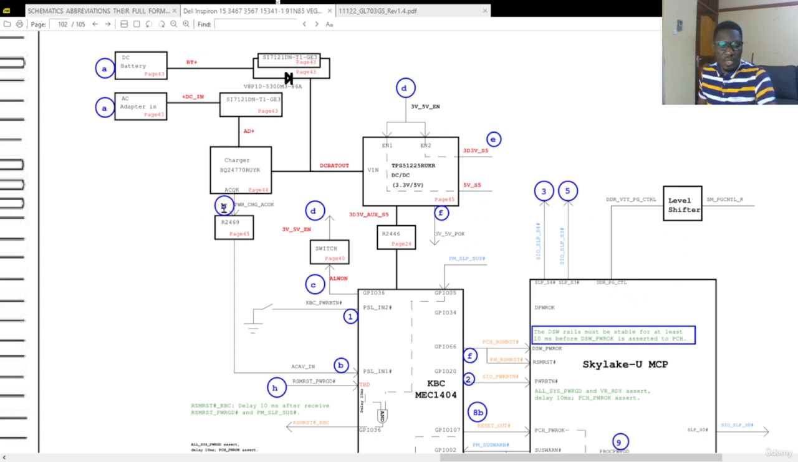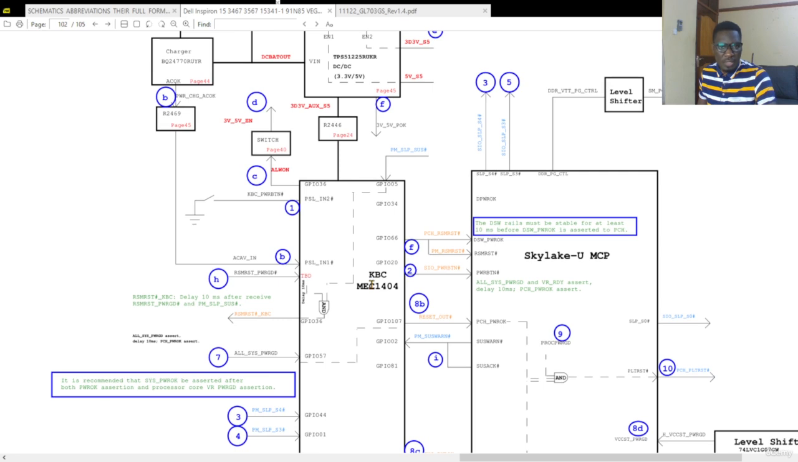After A, on B, the power from the charger goes to the charging chip, which gives out B, which is SCOK. This signal goes into a resistor, called R2469. After it goes through this resistor, it comes to the EC. You see this one is called the KBC MEC 1404. The arrow shows that it comes from the charging chip to the EC. And then this shows power supply in, so this shows that the power supply has been inserted.